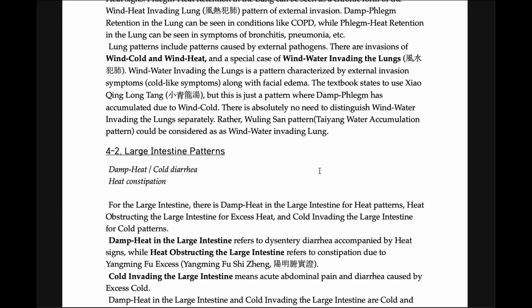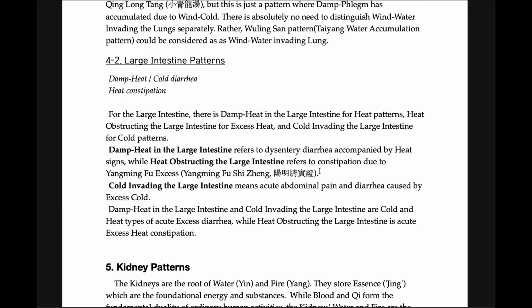Large intestine patterns: cold and heat, damp heat, cold diarrhea, heat constipation. For the large intestine, there is damp heat in the large intestine for heat patterns, heat obstructing the large intestine for excess heat, and cold invading the large intestine for cold patterns. Damp heat in the large intestine refers to dysentery diarrhea accompanied by heat signs, while heat obstructing the large intestine refers to constipation due to yang ming fu excess.